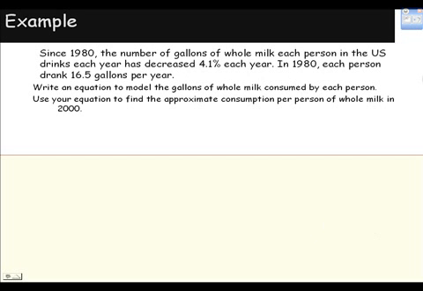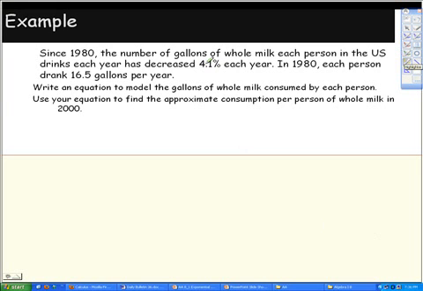I think, yep, I got to script this one out. Okay, so here we go. Let's get the important stuff here. Decrease 4.1%. So there's decay going on. Each person drank 16.5 gallons per year in 1980. So that's a starting amount. Write an equation to model it, and then we got to do a prediction. So let's see if we can do an equation to model this thing.